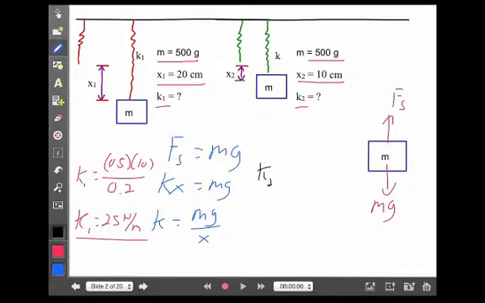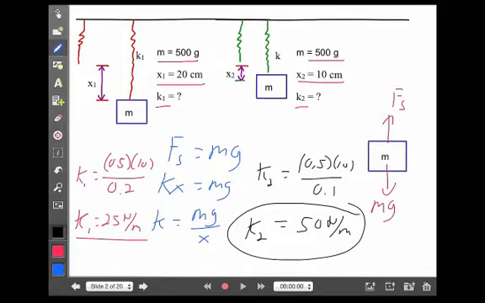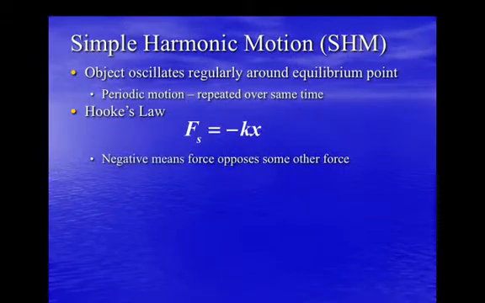For k2, well, you can probably already guess, if it's the same mass, but it only stretched half as far, that means it's stronger. So what it means is that it's going to have a higher elastic constant, double the elastic constant because it only stretched half as far. And that's basically the idea behind Hooke's law for springs, and how that's related to this. Again, that negative there means that whatever spring force you have is going to simply impose some other force.